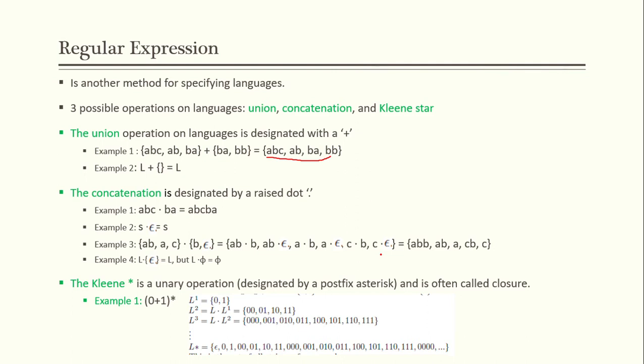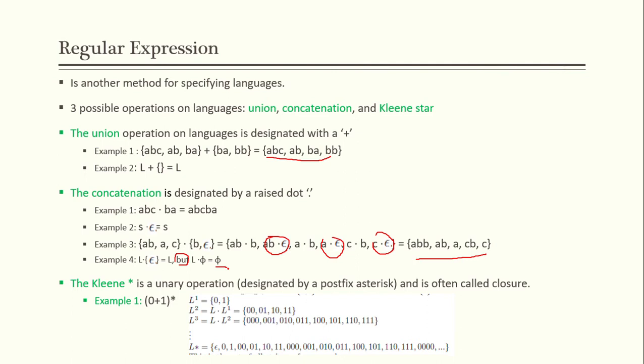Any input symbol that is concatenated with epsilon gives you the input itself, which goes into example number 2. Any string concatenated with epsilon returns the string itself. Example number 4: a language concatenated with epsilon, the null string, equals L. But if the language is concatenated with the empty set, then you get the result as empty. When you take the product with the empty set, you get empty.